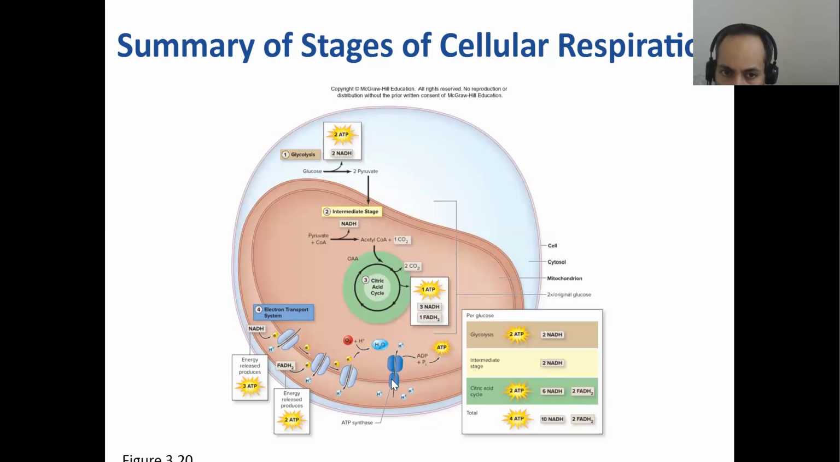And with each turn of the ATP synthase, you generate an ATP here, okay? And so by the time that you're done with all of these hydrogen ions moving in, you would have generated about 32 to 34 ATPs from one molecule of glucose here. All right, so what a wonderful process.